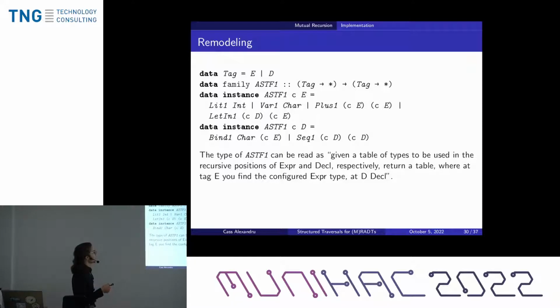And then this will again give you a lookup table, because you've now configured this structural functor with this table. But then you look up in this table the structural functor with the types that you said to put in the recursive positions.